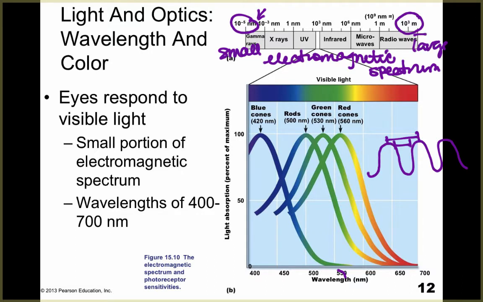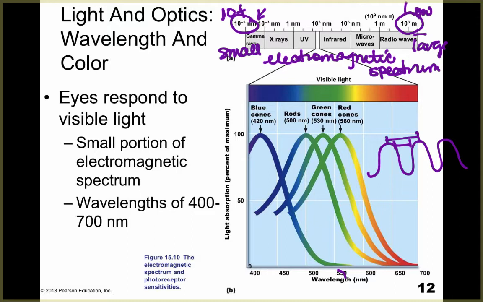Now their size is inverse to the amount of energy they have. This guy has a lot of energy, high energy. And this over here is the lowest form of energy. So they are opposite. And you've heard of these gamma rays, X-rays, UV, infrared, microwaves, and radio waves.